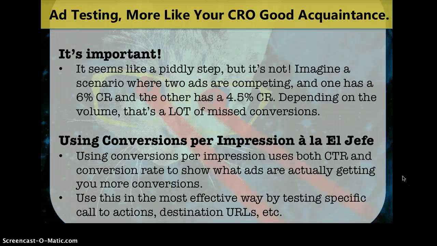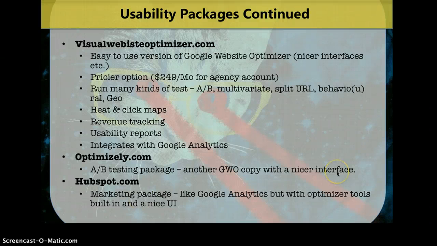VisualWebsiteOptimizer.com is easy to use. It's an easy to use version of Google Website Optimizer. It has a nicer interface, etc. It's the priciest of all the options. It's $249 a month for an agency account.